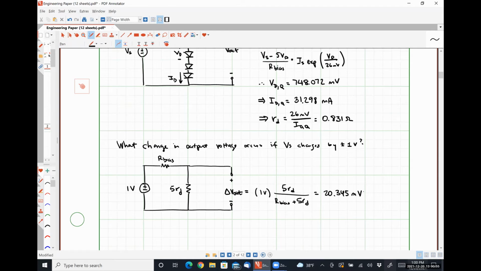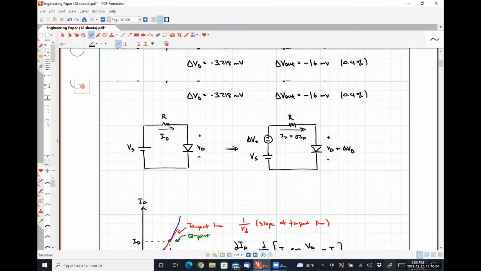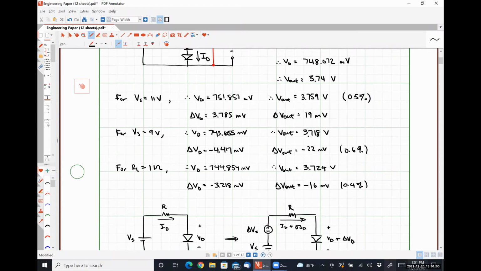I'm going to scroll up here real quick. The change in V out when the power supply voltage increased was 19 millivolts. The change in V out when the power supply voltage decreased by 1 volt was 22 millivolts. So that's a pretty good approximation with significantly easier work, not having to solve a weird system involving exponentials and all that kind of good stuff. We get something pretty dang close without a whole heck of a lot of effort involved.